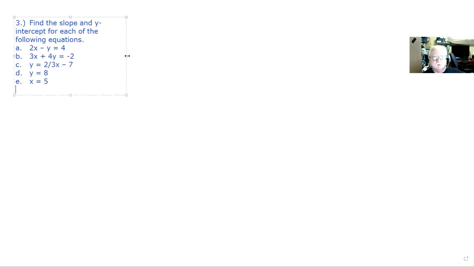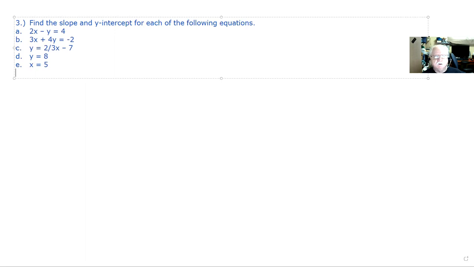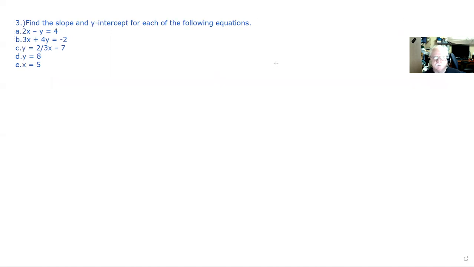We're going to be looking at the agenda question number 3 for chapter 4. Let's take a look at what we're trying to do here on the whiteboard. So they want us to find the slope and the y-intercept for each of the following questions. And before we do that, let's talk a little bit about what we mean by slope and intercept.